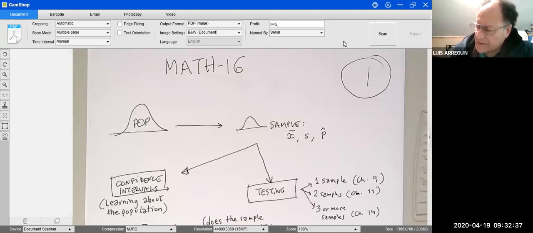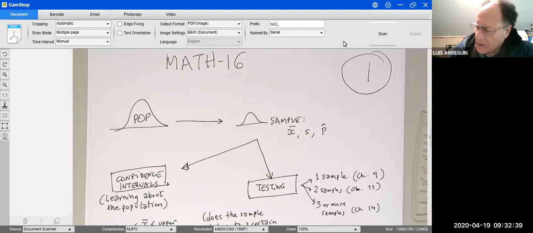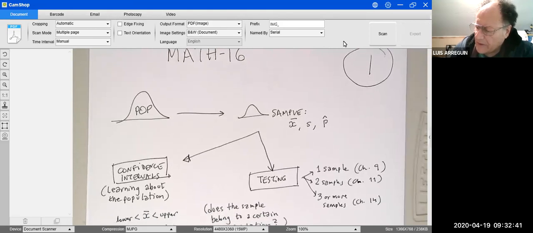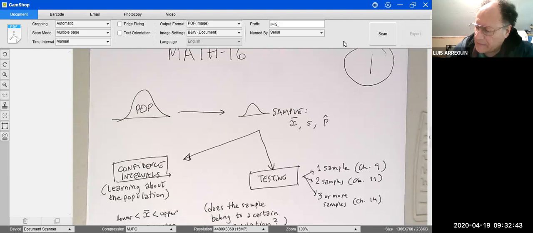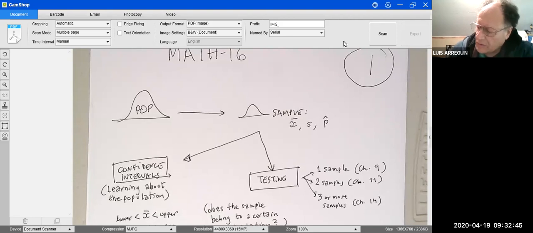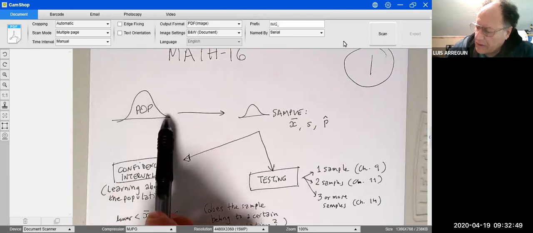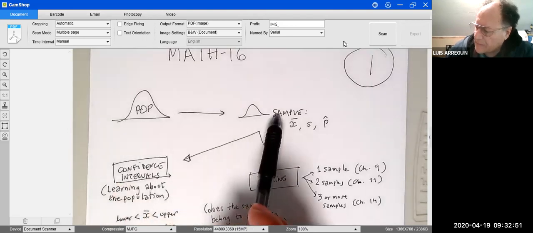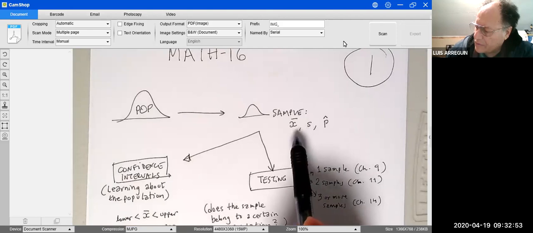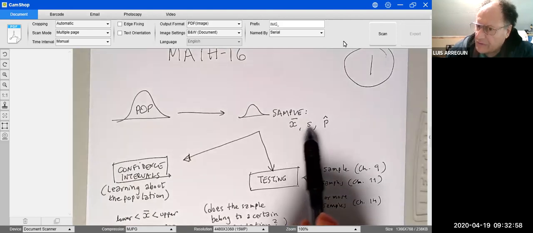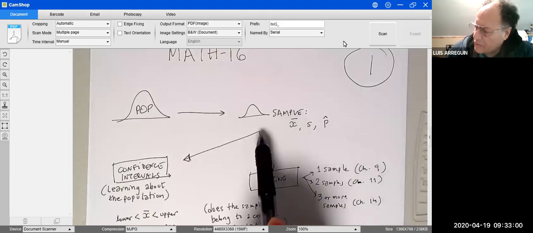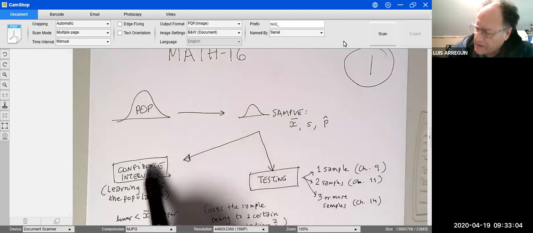We're going to start the next chapter of our book about hypothesis testing. But before that, let's review what we have learned so far. So we deal with populations like this one. Then we collect a sample. From the sample, we were able to compute some statistics like the mean, standard deviation, or proportion. And then we use that information to create confidence intervals.